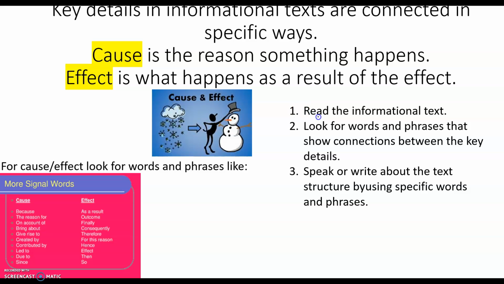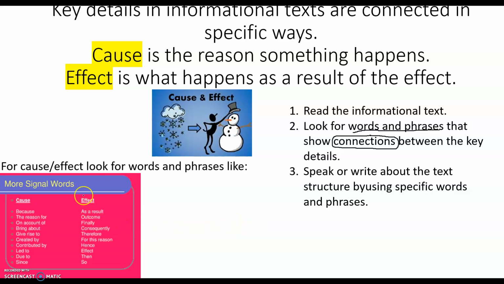So we start by reading the informational text, and then we look for words and phrases that show connections between the key details. Those connections are very important. You've learned about sequence, now we're talking about cause and effect. Last, we speak or write about the text structure by using specific words and phrases.